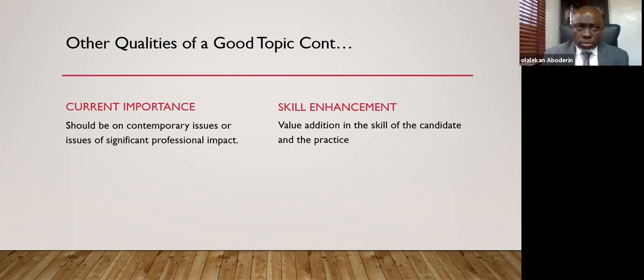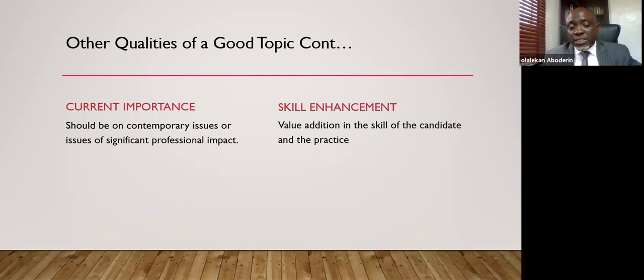For example, in agency, instead of writing how to sell property or how to market property, we can write on sales of property of a deceased person who died intestate, for example, or sales of family property, or sales of property under mortgage. All these have professional issues that will contribute to our skill. So then we have skill enhancement. That's what I mean by contributing to skill.